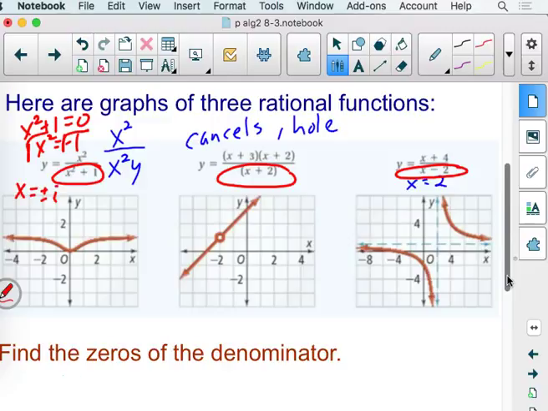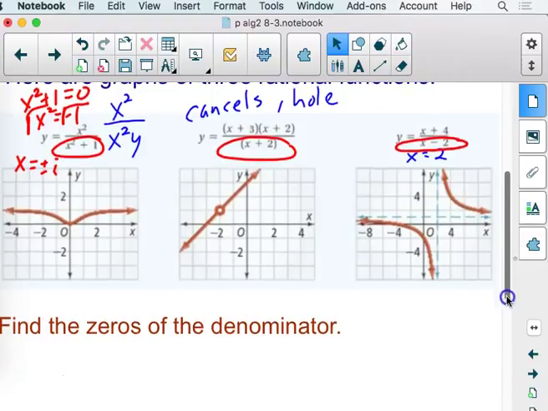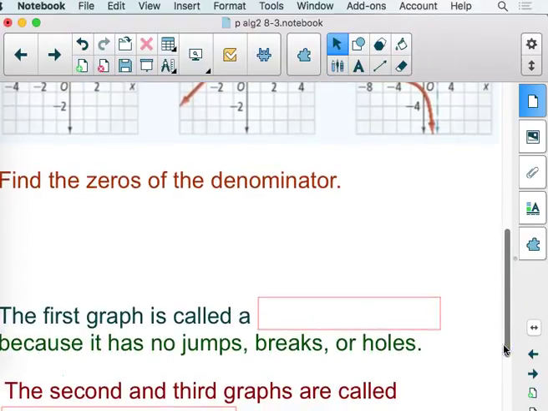We're not graphing on the imaginary plane. We're graphing on the real number plane. So if we get a non-real answer, we don't use it. So this doesn't have any in the real number system. If we were graphing in the complex plane, that would be different. But we're not. So we are focused right now just on the denominator. Find the zeros of the denominator.